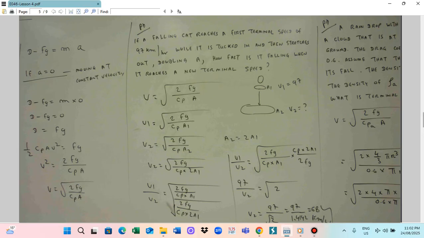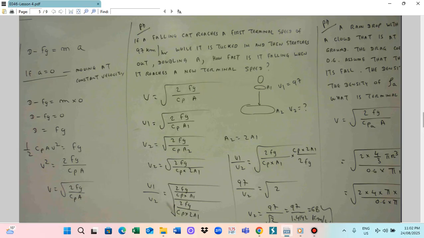So we write down the equation. V1 is equal to the square root of 2Fg by C_D into A1. And V2 is the velocity at the larger area, so in this case the square root of 2Fg by C_D into A2. A2 is equal to 2A1. And therefore V2 is equal to the square root of 2Fg by C_D into 2A1.